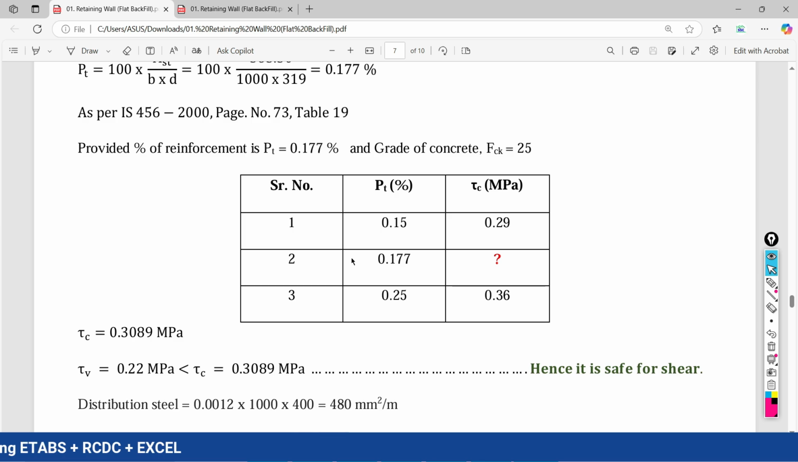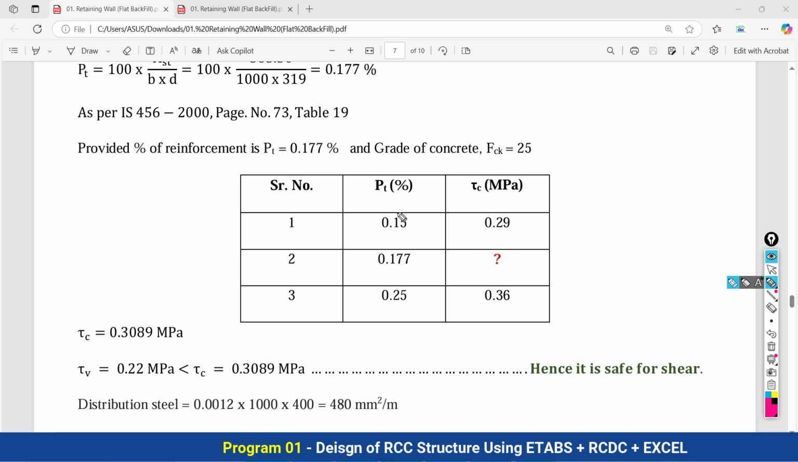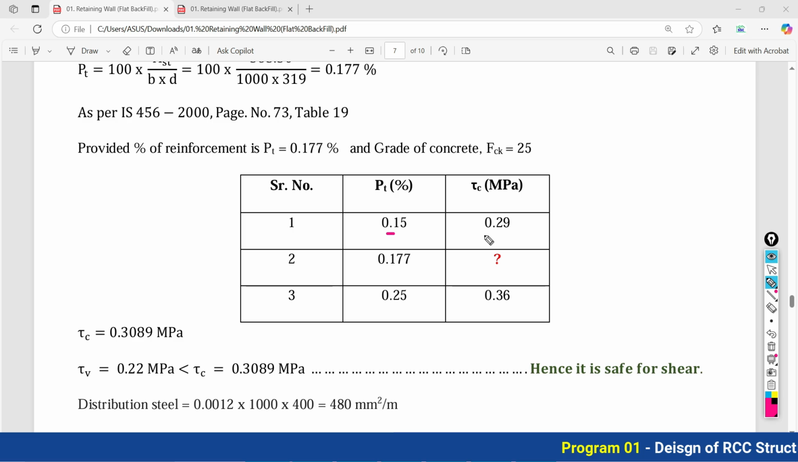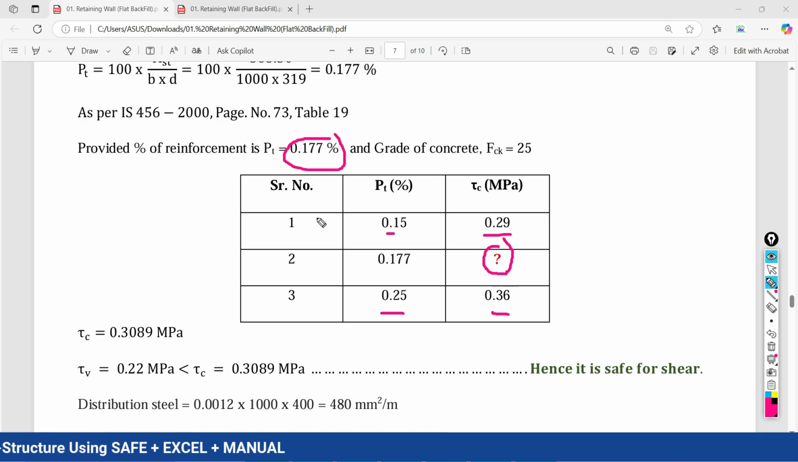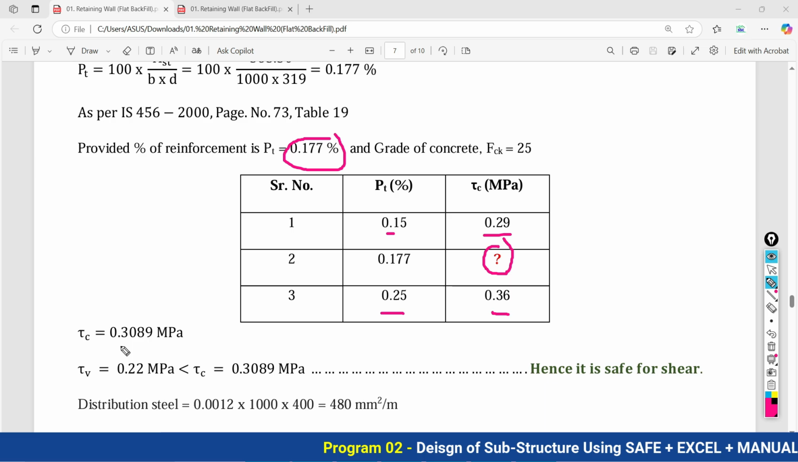So we have to use IS 456 page number 73 table number 19. For the percentage 0.15, for M25 grade of concrete, the value is 0.29. For 0.25, the value is 0.36. Our percentage of reinforcement provided is 0.177. For that, we have to find out the value. So by doing the linear interpolation, you will come to know the critical capacity of your heel slab for resisting the shear is 0.3089.